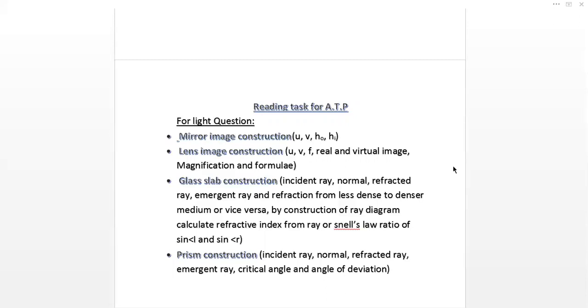In the light chapter there are 3 portions. The first part is reflection, the second part is refraction, and the third part is lens. In the first part, reflection, you will study mirror. In a mirror, you must know how to draw object distance u and image distance v.